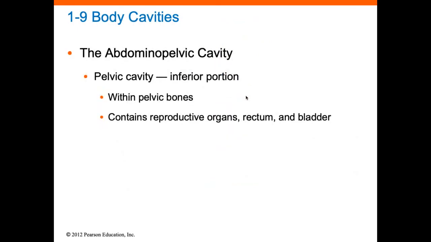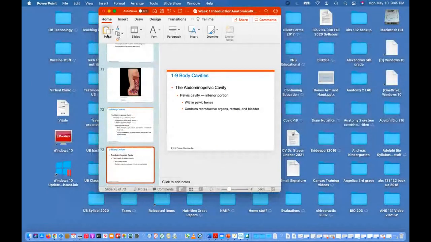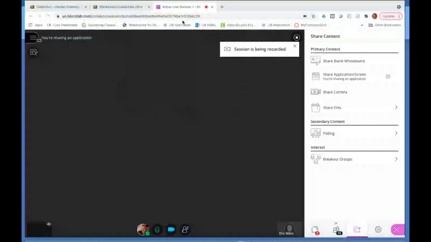Okay, and the pelvic cavity is below the abdominal cavity. That's going to contain reproductive organs, the rectum, and the urinary bladder. Okay, let me stop the recording here.